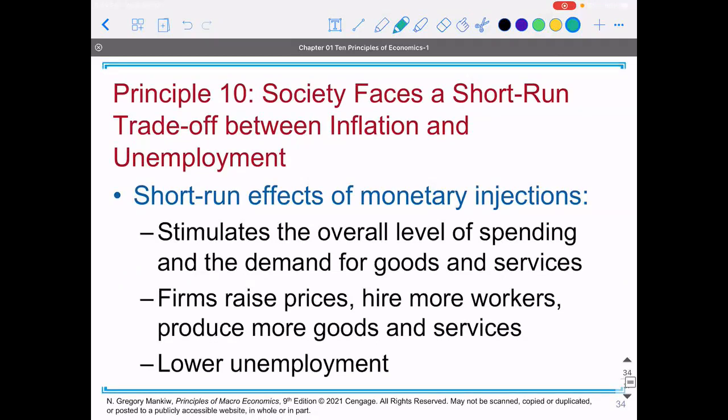And then the 10th and final principle is that there is a trade-off, at least in the short run, between inflation and unemployment. You can either have high inflation and low unemployment, or high unemployment and low inflation. One or the other of those must exist in the short run. There is this trade-off. And we'll learn more about why that's the case. But it's incredibly difficult to have both low inflation and low unemployment in the short run. It's also incredibly difficult, thankfully, to have high inflation and high unemployment in the short run.